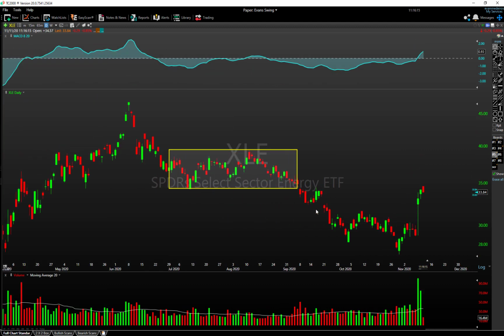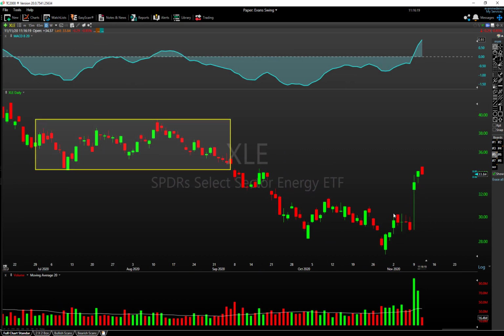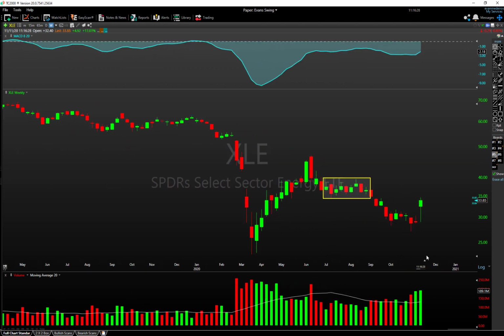Second idea is on the long side. This is energy. This is more of a longer term play. It is certainly a chase in the short term. So this is overbought. It's stretched. It's extended in the short term. But I do think the developments that we're seeing here, just using XLE as the energy proxy, are interesting. Obviously, there are other ETFs that track energy.